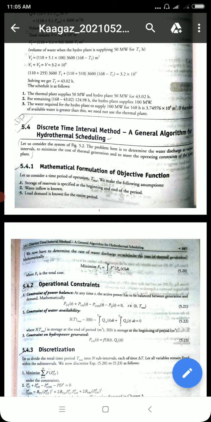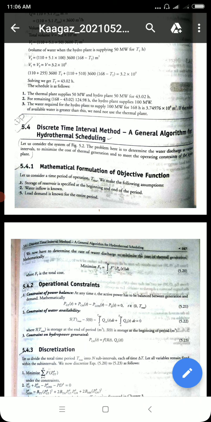In the previous class, we have seen the different methods of hydrothermal scheduling. In that, we saw the first method called scheduling energy. So now we will see the second method, called the discrete time interval method. It's a general algorithm for hydrothermal scheduling.